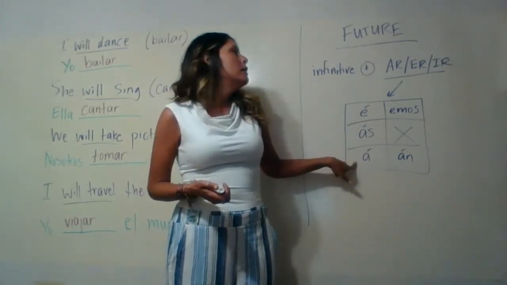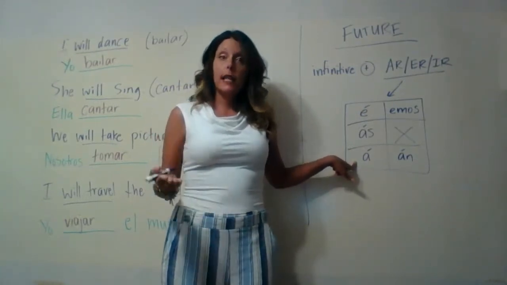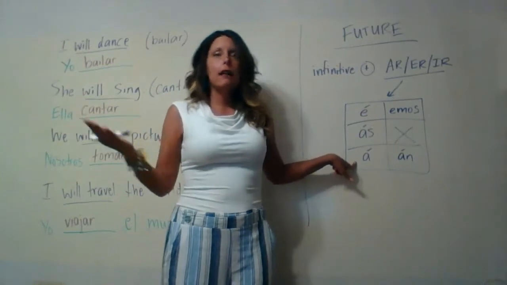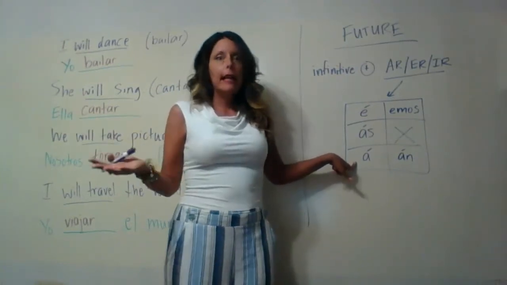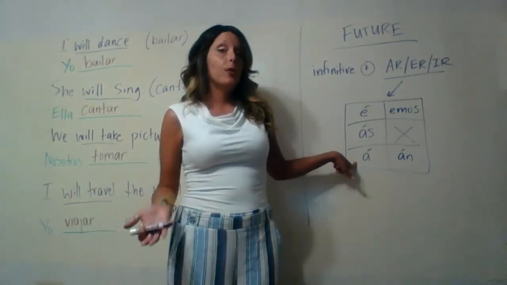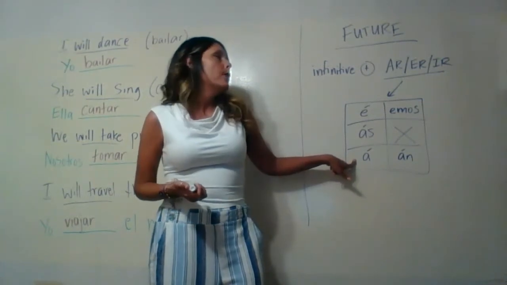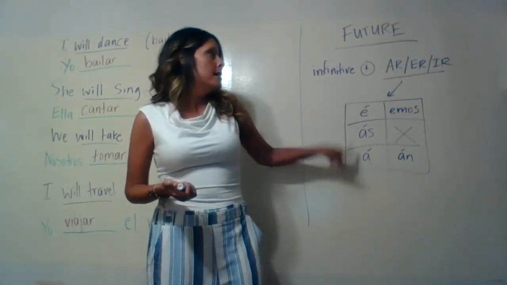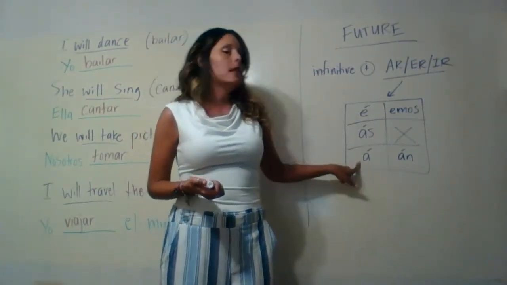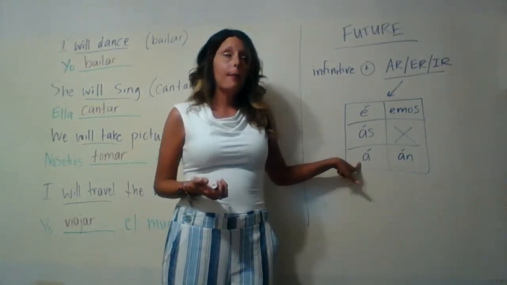Down here, if it is él, ella, usted, María, José, el perro, la profesora, el estudiante, any third person singular subject, we would attach this to the infinitive form of the verb. It's the letter A with an accent mark over it, so pronounced á.